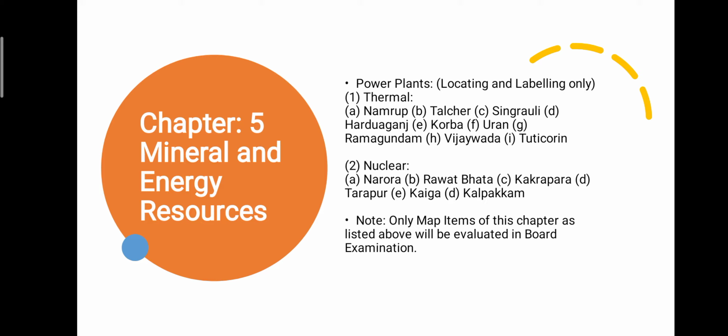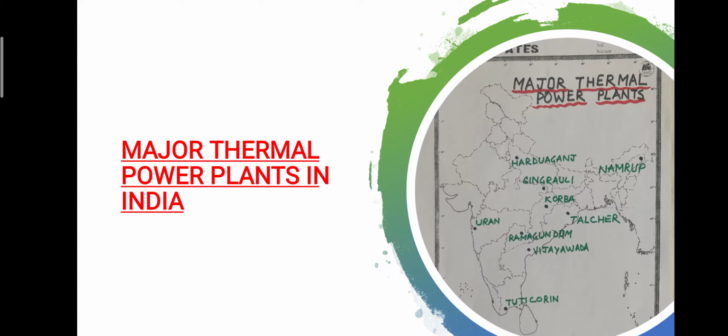As you can see, as per the list, we have written all the names here: Namrup, Talcher, Singrauli, Harduaganj, Korba, Uran, Ramagundam, Vijayawada and Tuticorin. So let's label and locate these thermal power plants in the map of India. In this map, you can see we have located and labeled all the thermal power plants. Harduaganj in Uttar Pradesh we have done. That is very close to Delhi. You can say western Uttar Pradesh.